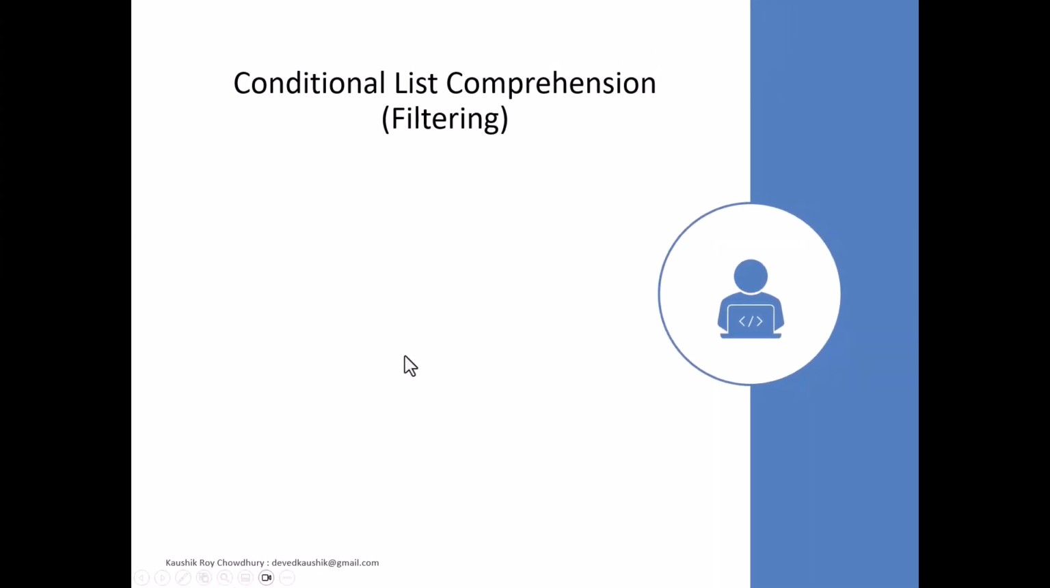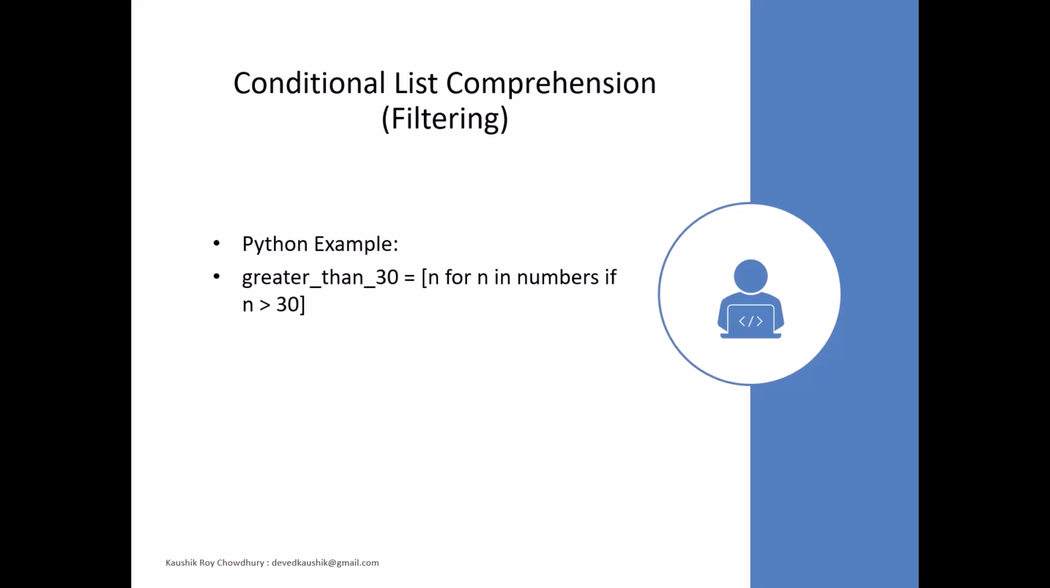Now let's see conditional list comprehension, which is also filtering. It is equivalent to the where clause in LINQ. Python example, greater than 30: n for n in numbers if n > 30. It's a filtering example. The condition says write all the numbers in the numbers list which are greater than 30, and print them, which will be 40 and 50.